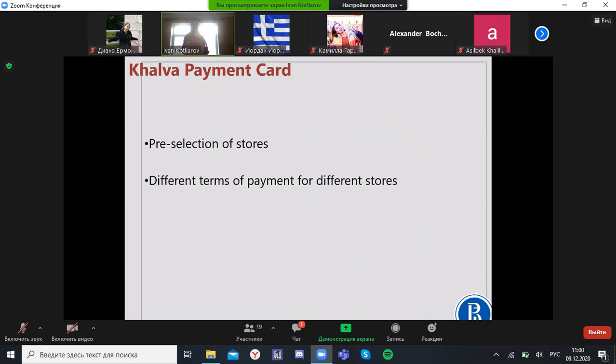What are the specific features of this payment card? Pre-selection of stores. Ladies and gentlemen, if you use your Visa or MasterCard credit card, you can use this credit card in any shop which accepts Visa or MasterCard payments. In case of Halva, the situation is different. A store should agree to pay interests instead of the customer, obviously.